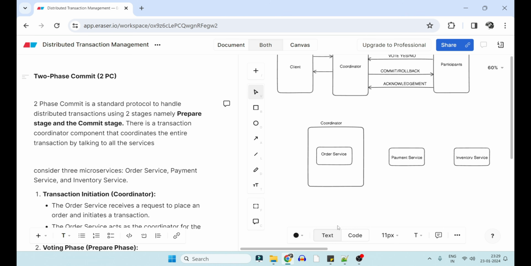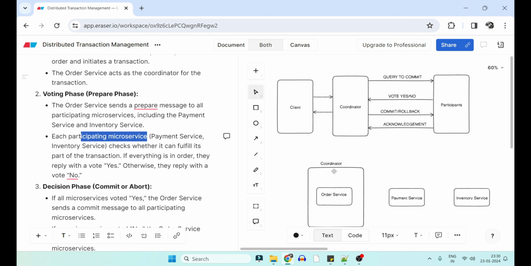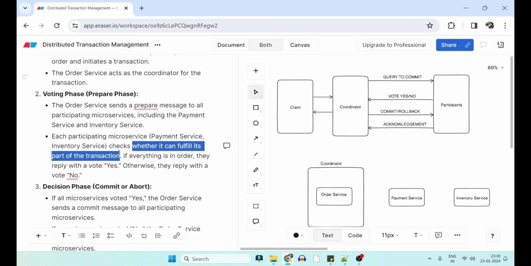And at the backend, what happens is one of the services, that is order service, becomes the transaction coordinator in two-phase commit. Order service says we have a request to place an order. So order service acts as a coordinator. So order service says prepare to payment service and inventory service. What do payment and inventory service do? They check whether they can fulfill their part of the transaction. Means they check whether inventory is there or not, and that reducing it by the required quantity doesn't make the system inconsistent or give negative inventory. So every service does its own task and sees whether this is doable or not.